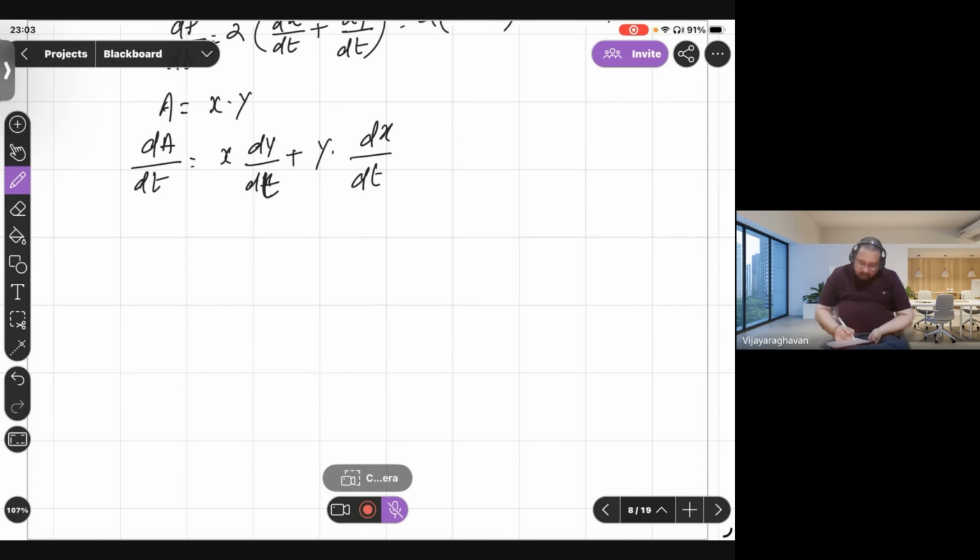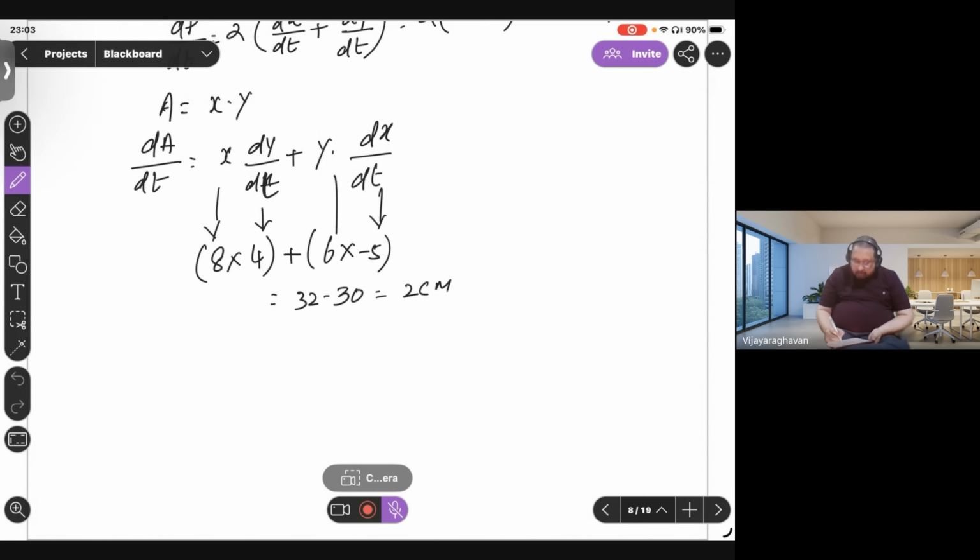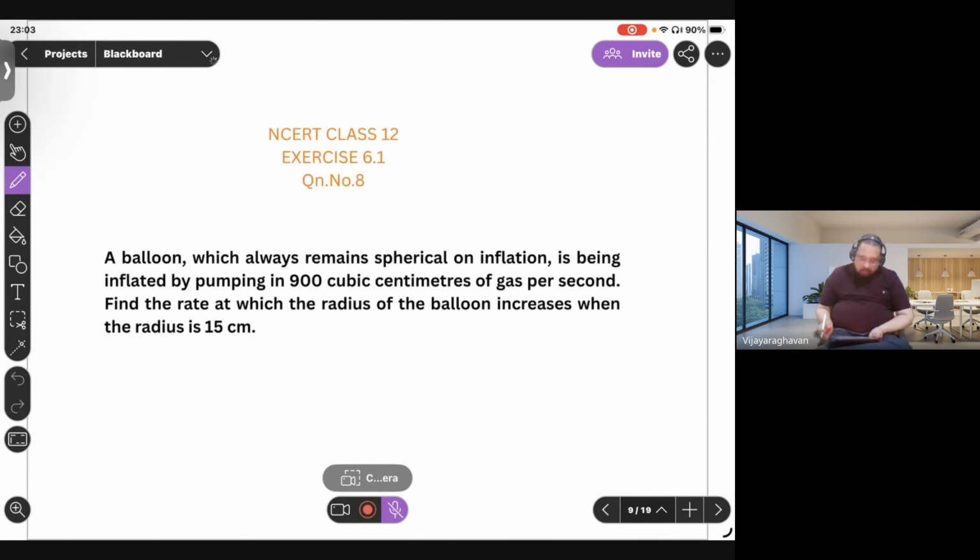Given x as 8 multiplied by dy/dt as 4, plus y is 6 multiplied by dx/dt is minus 5, which equals 32 minus 30 equals 2 centimeter per minute. So the area is increasing at the rate of 2 centimeter per minute. So let's go to the next question.